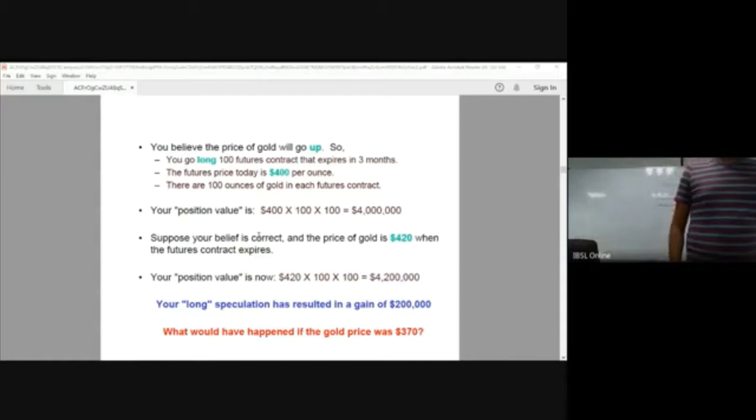Let's go through this example. It says you believe the price of gold will go up. So you go long 100 futures contracts that expire in 3 months. Now, if you feel the price is going to go up, you should buy, isn't it? You feel the price of vehicles is going up. The best thing you should do is to buy vehicles before it goes up. Right? But if you feel the price will come down, then you will not buy a vehicle. You will wait until the price drops and then buy. Or you will sell the vehicle that you have.